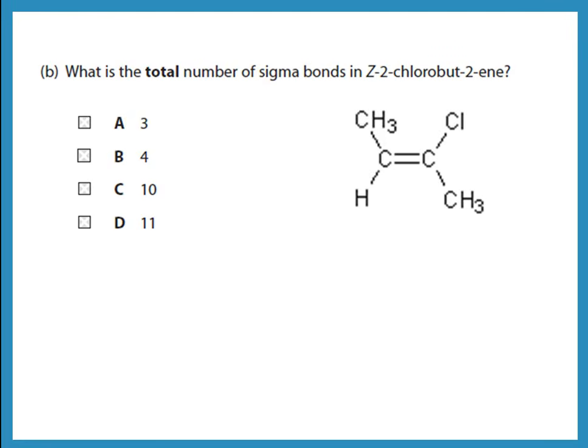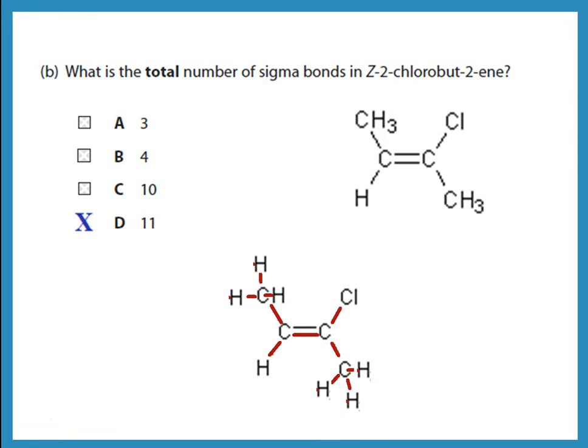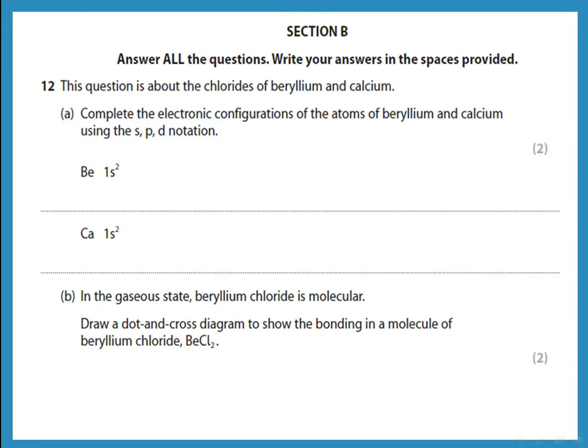A double covalent bond is 1 sigma and 1 pi. So we're counting the number of sigmas. Now, where are the number of sigmas? Each single bond is a sigma, and the double bond, one of them is a sigma. So if you count all the number of these red bonds, they come up to be a total of 11 sigma. Do we understand how to do that?